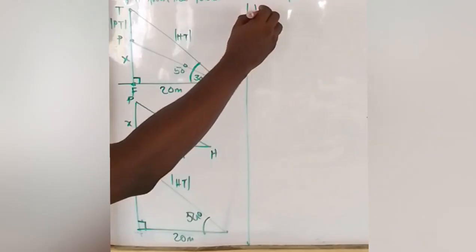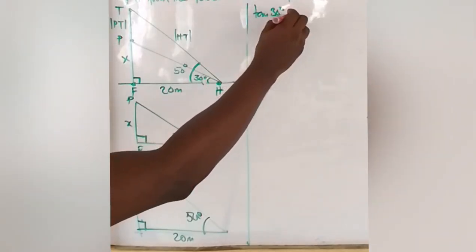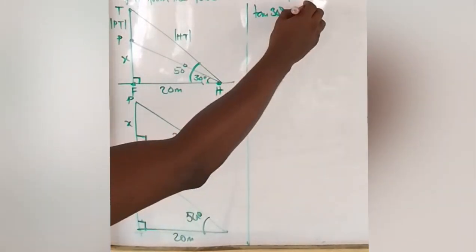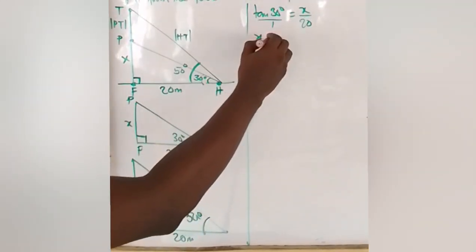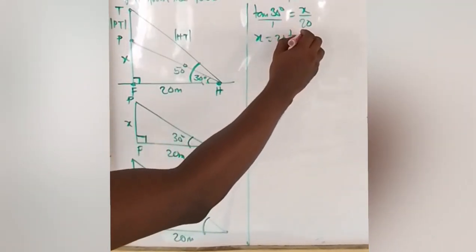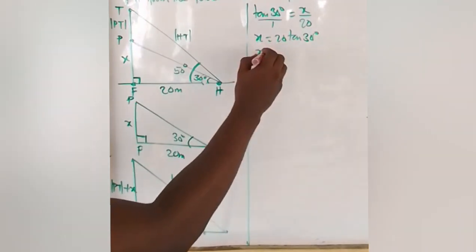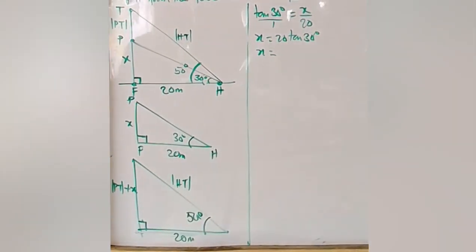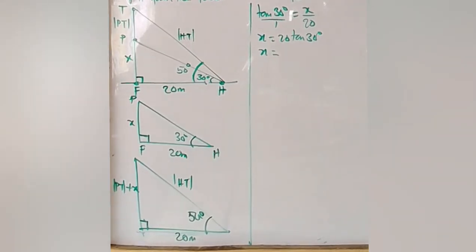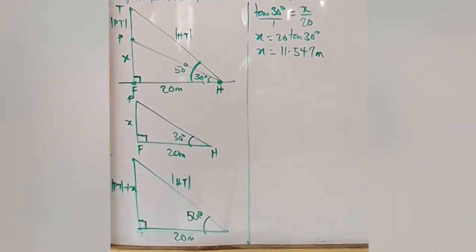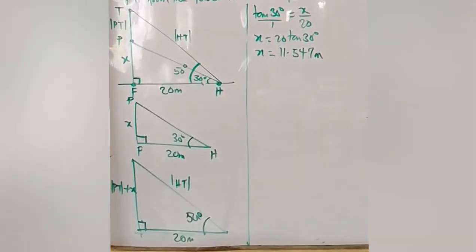So it means tan 30 equals, what is the opposite? X over 20. Multiply from here, X equals 20 tan 30. So what's the value of X in decimal? 11.547. Now, let's come back to the second triangle.